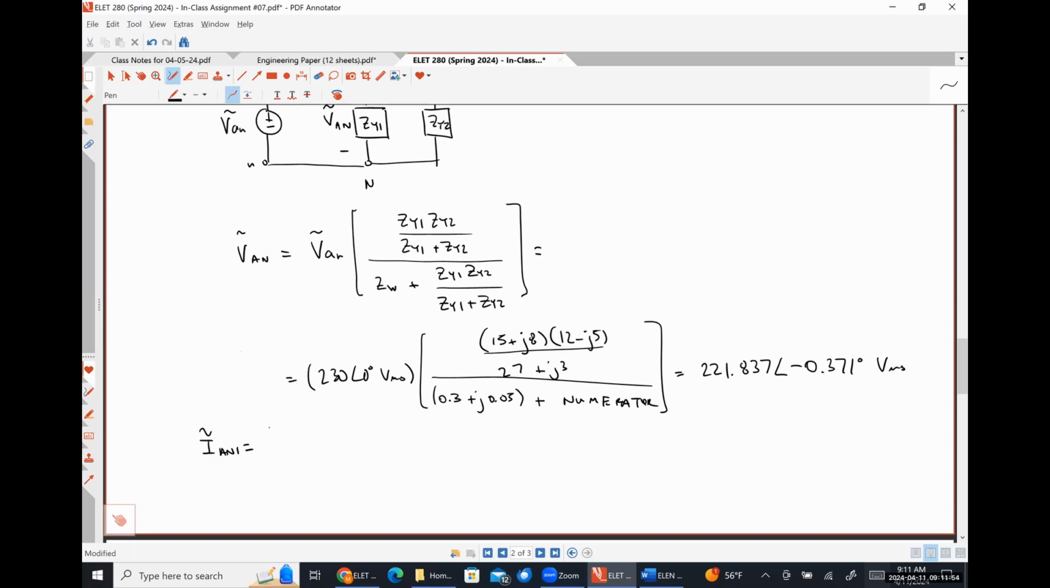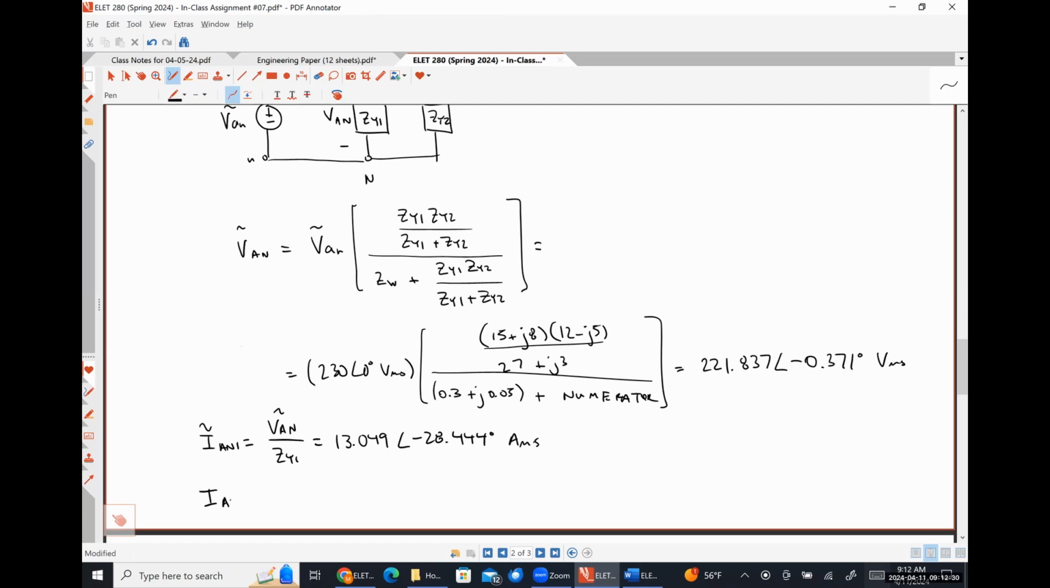And from here, IAN1 is just VAN over ZY1. So that would be that answer divided by 15 plus 8i. I get 13.049 with an angle of negative 28.444. Excuse me, this should be amps RMS.